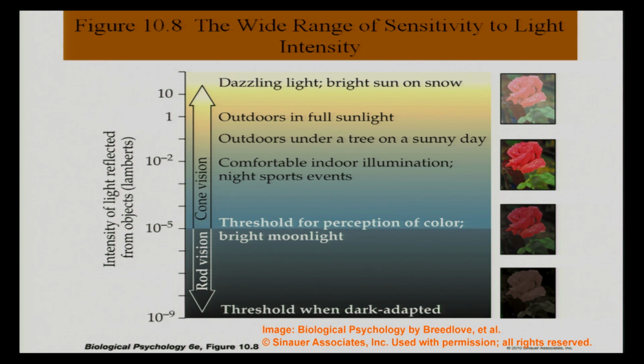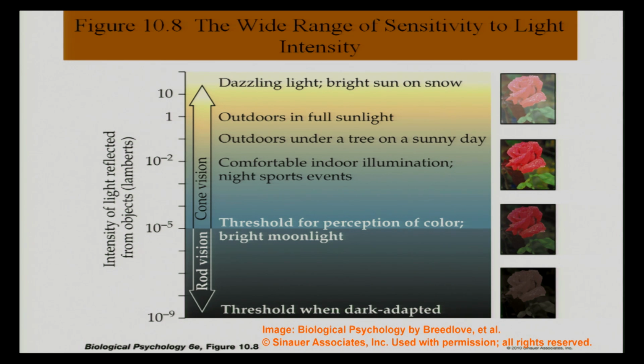You can see that on a logarithmic scale, it covers 10 to the minus 9 to 10 to the 10. That's a 10 billion range of sensitivity. So that's pretty incredible. From the lowest level of light that you and I can detect up to really dazzling bright daylight. And these pictures here depict what kind of perception you see when you're adapted to that.